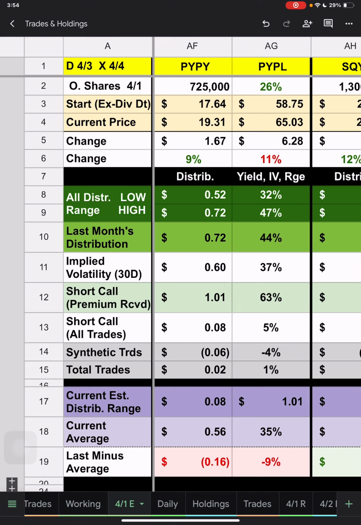And it looks like PayPal has outperformed by a couple of percent more. So the underlying one in this case, short call premium received is $1.01 a share. Ooh, their short calls only made 8 cents in all for their net. So the range down there is pretty big at 8 cents to $1 with an average of 56 cents.